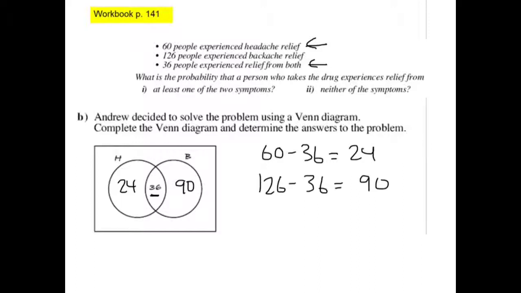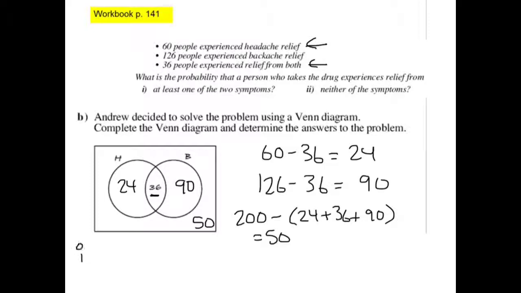So from there, we also had those who didn't have any relief at all. Well, we know we had 200 people in the original study. You can subtract all of those within the Venn diagram to find out who's without. So it's going to be 24 people with headache relief, 36 people with both, and 90 with just backache relief, which means that we had 50 people without any relief at all. So you put those on the outside.